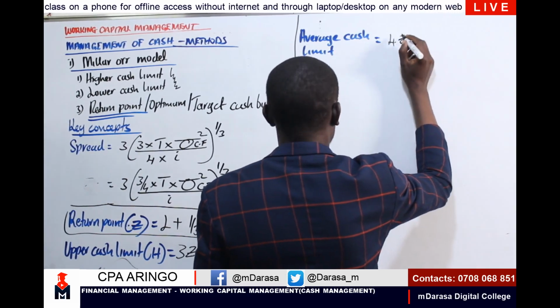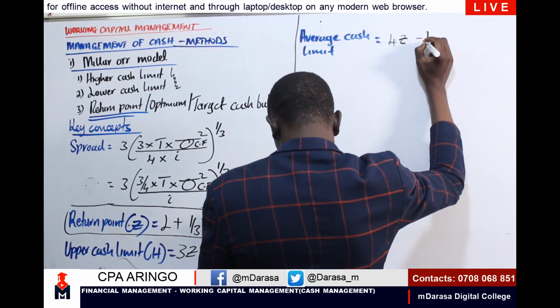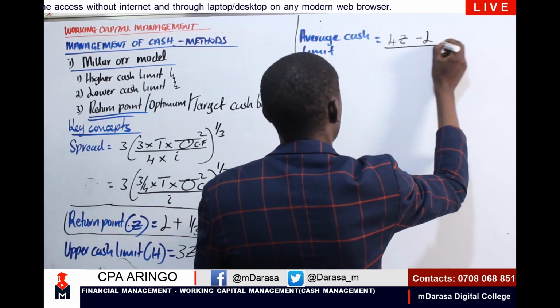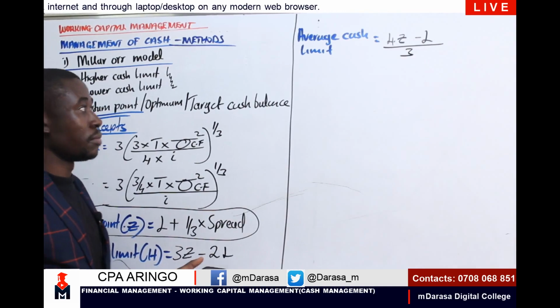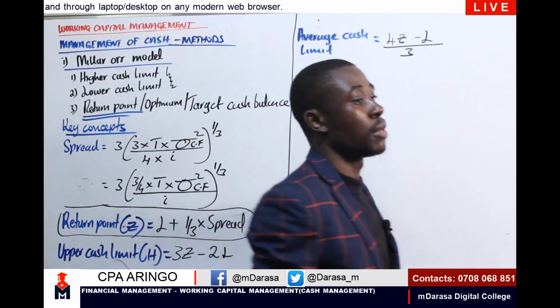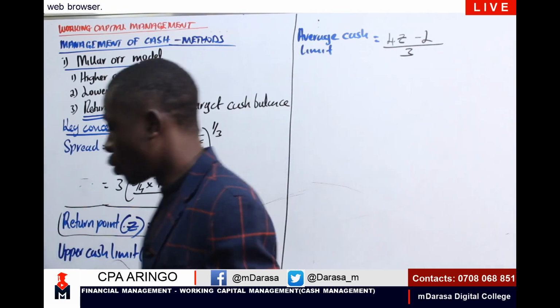You must always be talking of 4 times my return point, less our lower cash limit, we divide by 3. That should give us our average cash limit. So basically, this is what you should always have in mind.